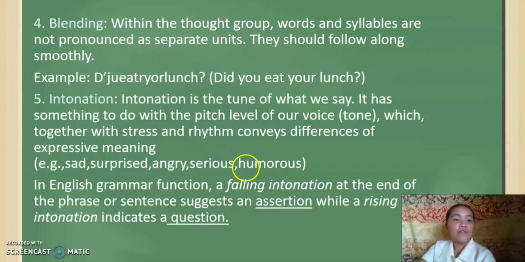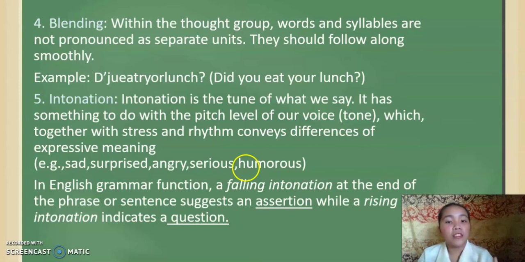And the fifth one, or the last one to remember, is the intonation. Intonation is the tune of what we say. It has something to do with the pitch level of our voice or tone, which, together with stress and rhythm, conveys differences of expressive meaning. For example, you're angry, surprised, serious, sad, humorous. So intonation is very important.